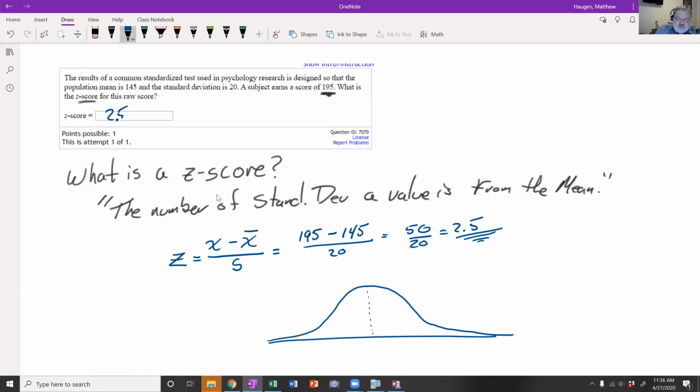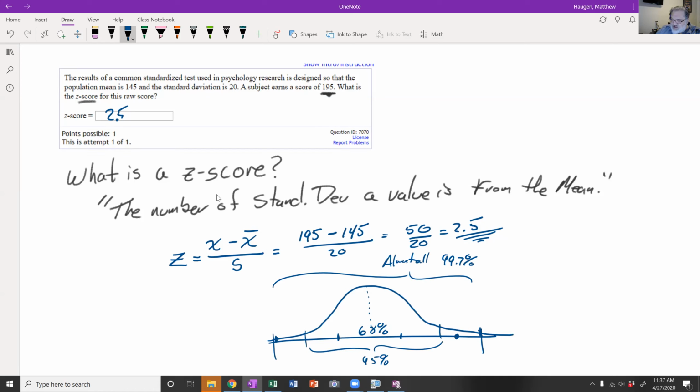Everything outside 2 standard deviations is considered unusual. Outlier, we use the 1.5 IQR. We really shouldn't have to go more than 3 standard deviations. So remember, for standard deviations, 1 standard deviation was 68%. 2 standard deviations was our usual data, our 95%. And 3 was almost all our data, 99.7% should be within 3 standard deviations.